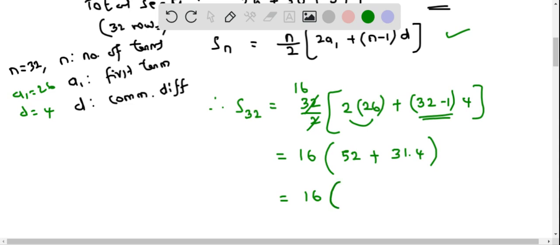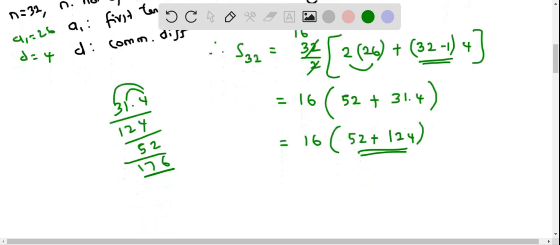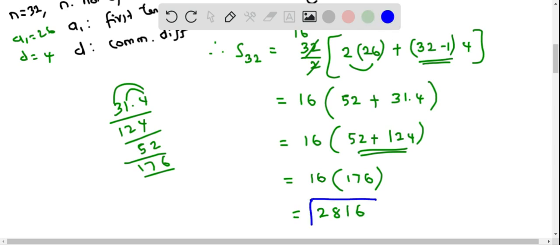This equals 16 times (52 plus 31 times 4). You can multiply here. 4 times 1 is 4, and 4 times 3 is 12. So it's 124. Now 52 plus 124, you can add it here. This is 176. So it is 16 times 176. Let me plug this into the calculator. I get 2816. And so this is the total number of seats of the 32 rows.